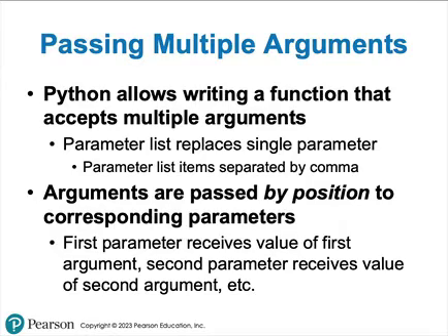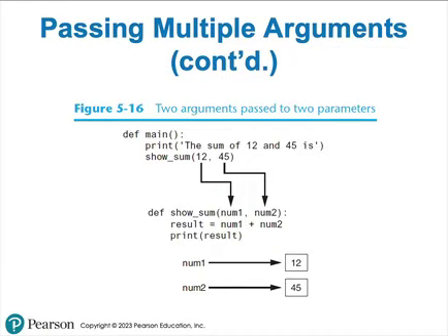So again, arguments are passed by position, except when they're not, which we haven't talked about yet. So the first value matches up with the first argument, etc. Here they're just showing you that we call show sum with two values. We use the names num1 and num2 in the function. We calculate the result, which is the sum of those two values, and then we print that value out.